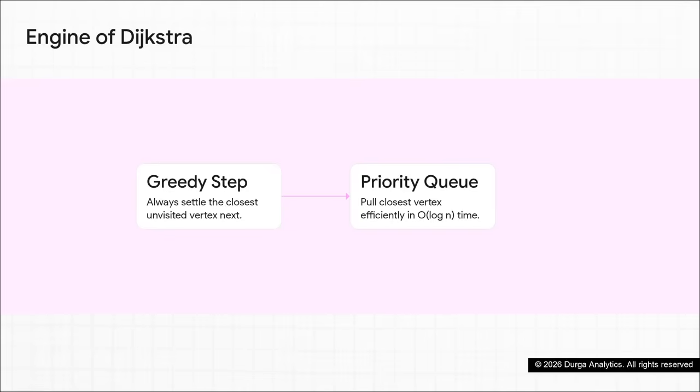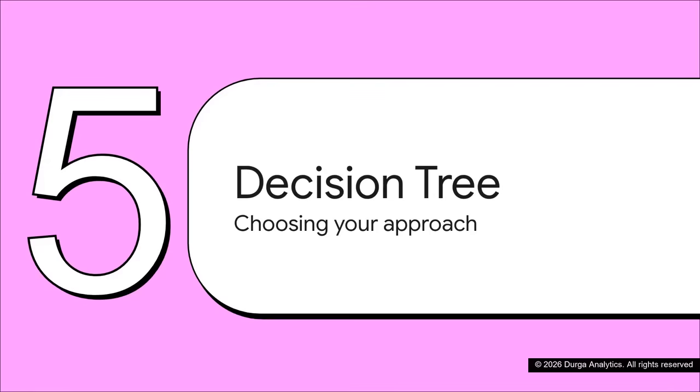You aren't scanning thousands of servers every single time. The priority queue just hands you the closest one instantly. This kind of synthesis of structures and strategies, that's exactly what distinguishes an engineer who truly understands how to scale their tools in production.